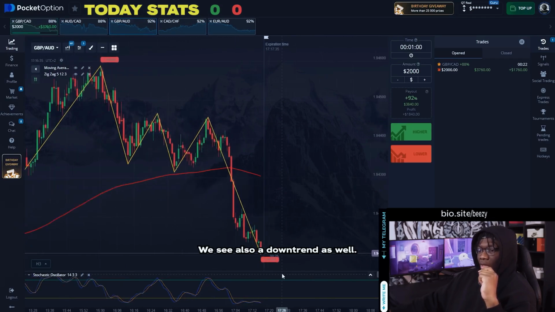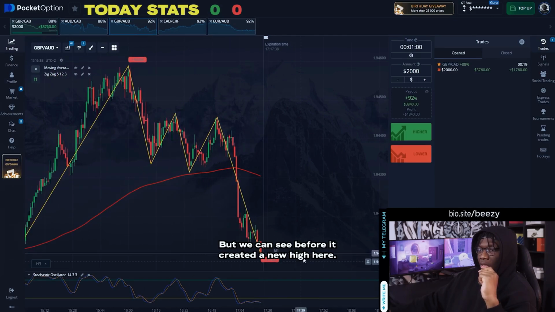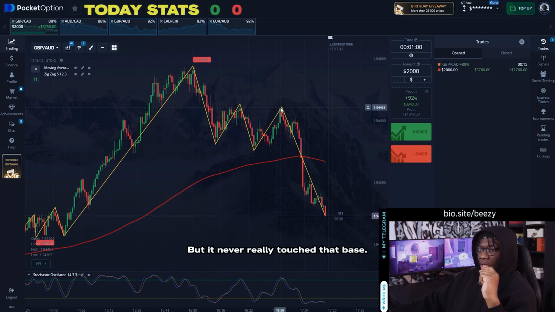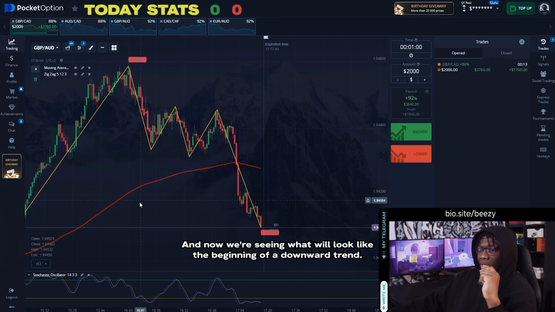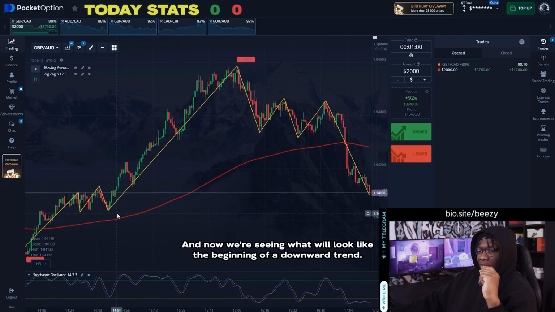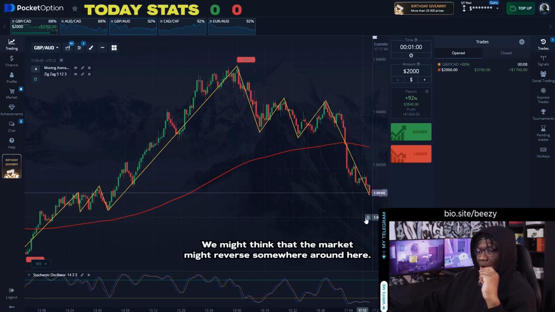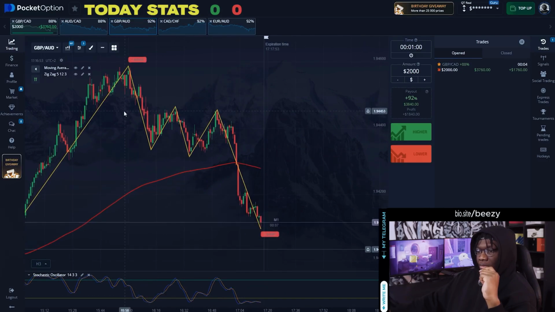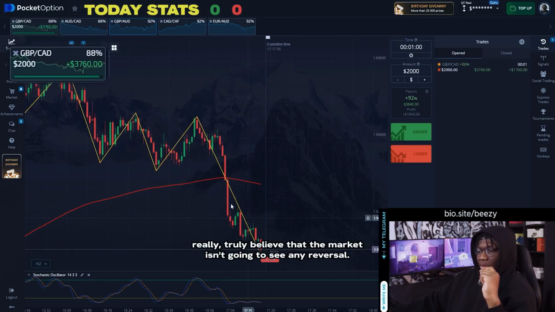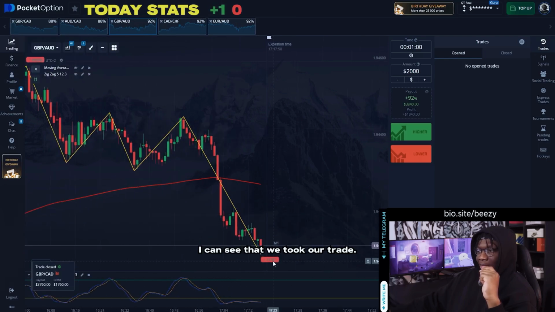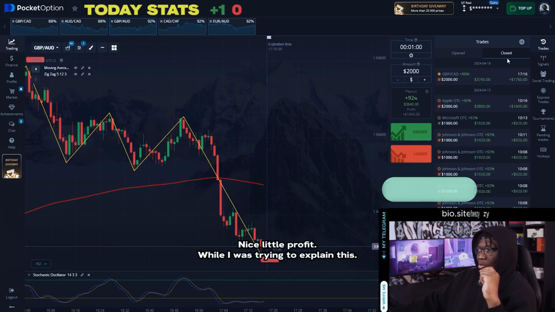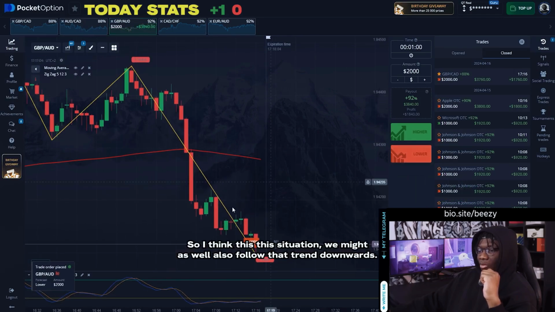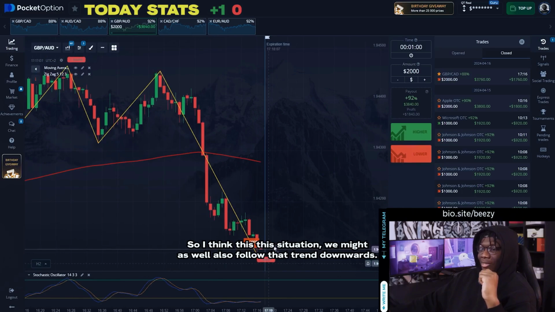We can see also a downtrend as well. Before, it created a new high here, but it never really touched that base. And now we're seeing what looks like the beginning of a downward trend. We might think that the market might reverse somewhere around here. But if we really truly believe that the market isn't going to see any reversal, I can see that we took our trade, nice little profit while I was trying to explain this. So in this situation, we might as well also follow that trend downwards.